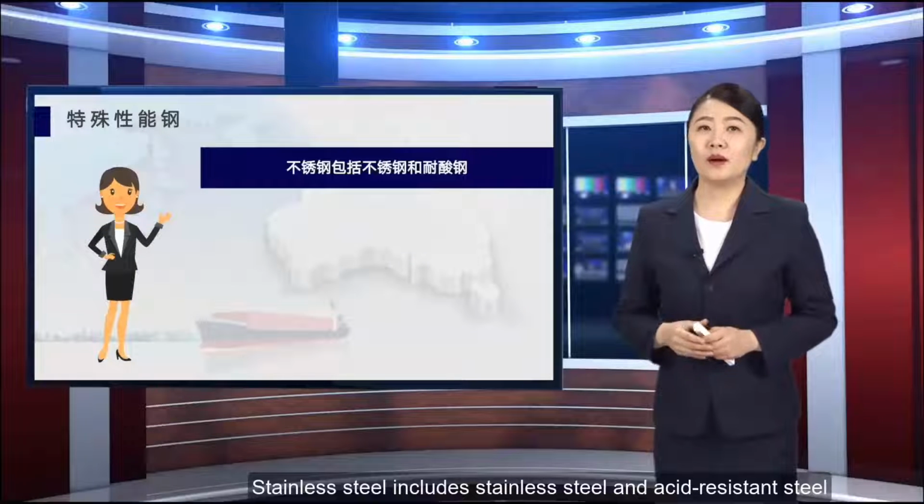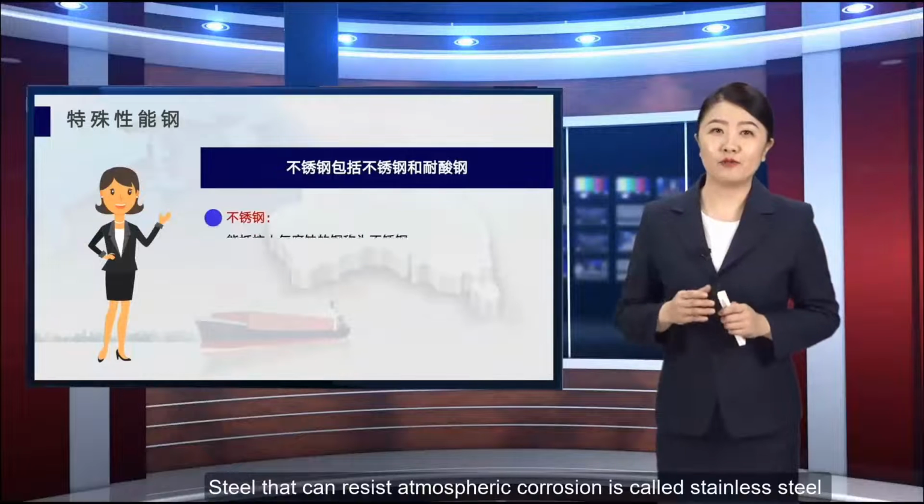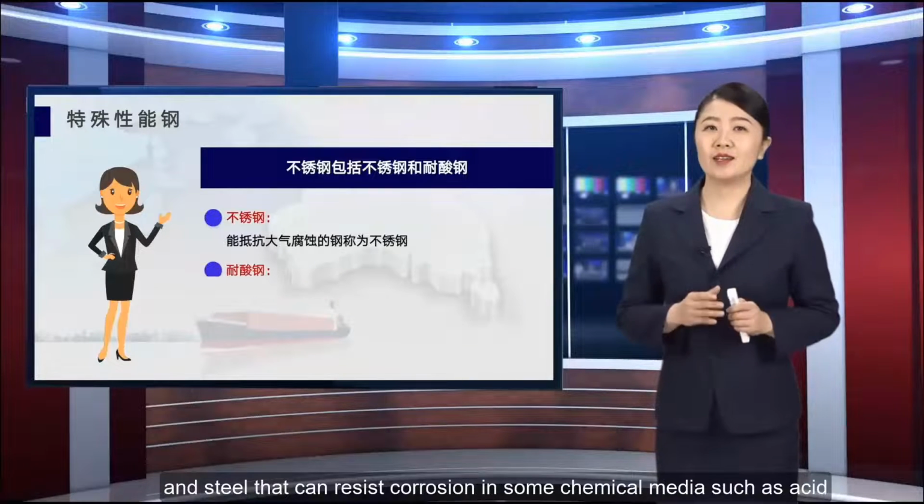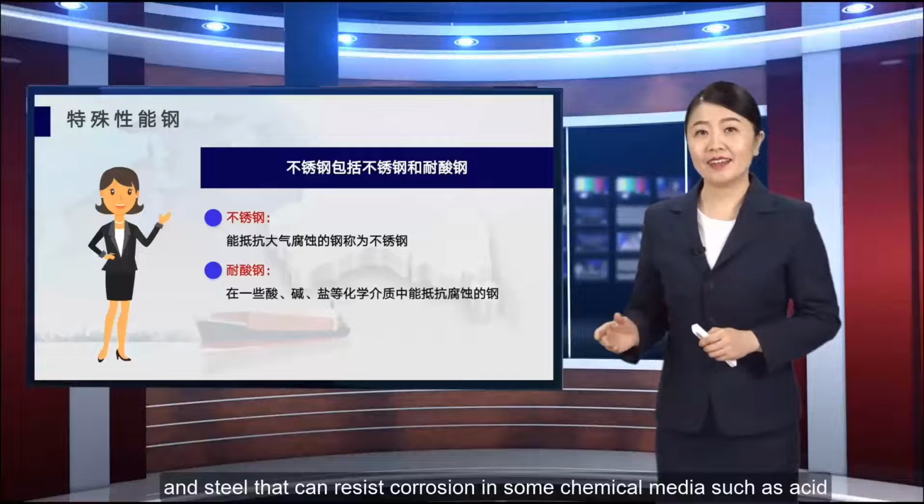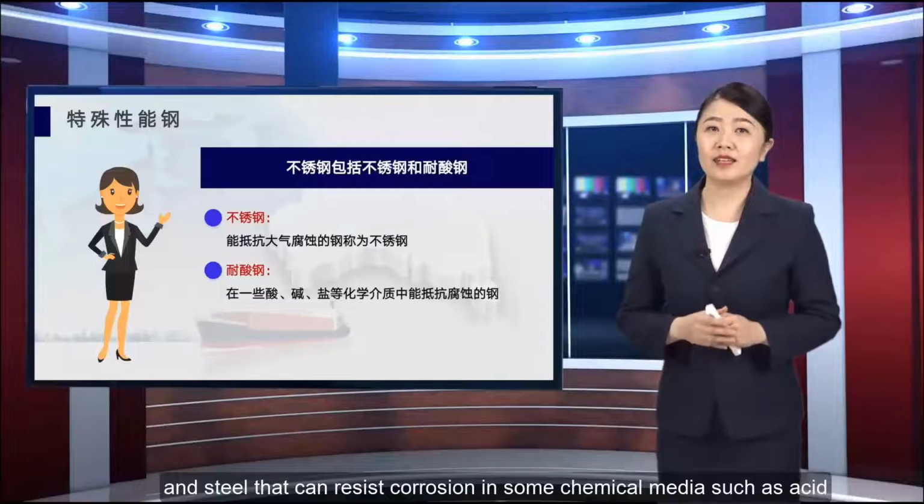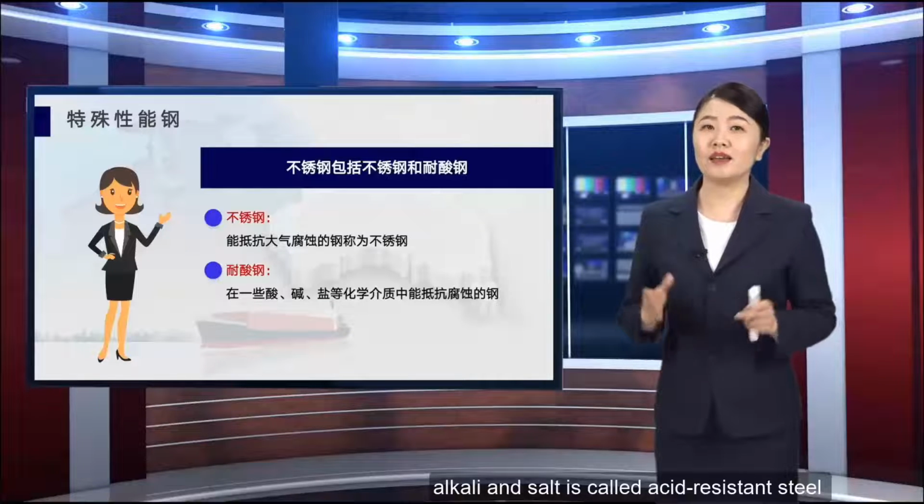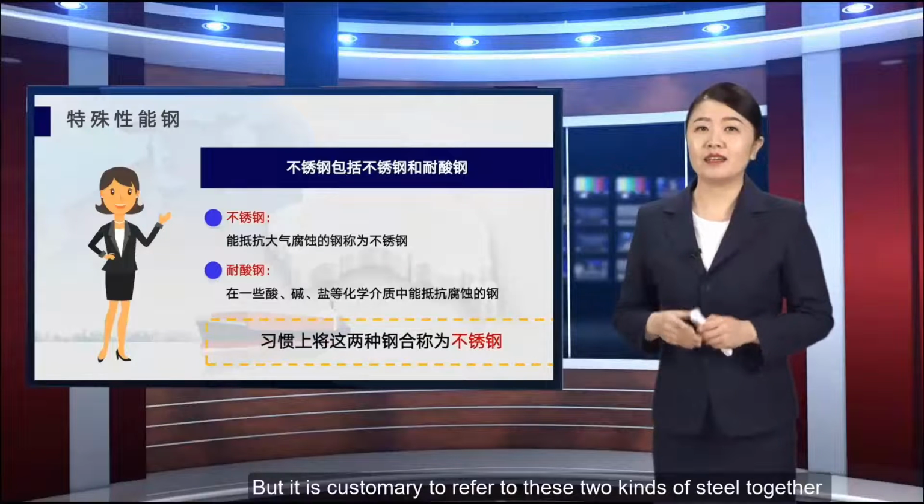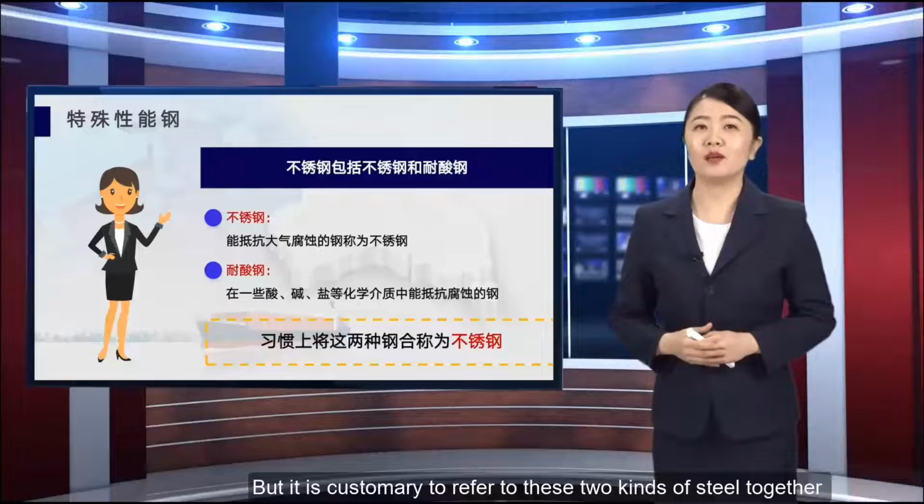Stainless steel includes stainless steel and acid-resistant steel. Steel that can resist atmospheric corrosion is called stainless steel, and steel that can resist corrosion in some chemical media such as acid, alkali, and salt is called acid-resistant steel. But it is customary to refer to these two kinds of steel together as stainless steel.